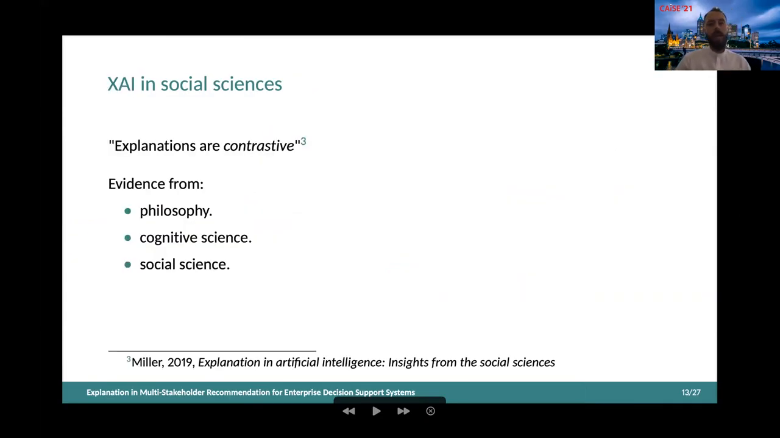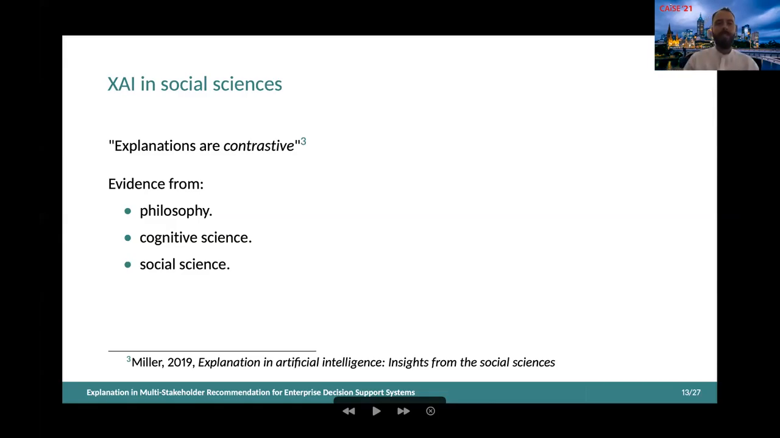In his work, Explanation in Artificial Intelligence: Insights from the Social Sciences, Miller argues that explanations are contrasted, and this evidence comes from a review of relevant articles on the philosophy, cognitive science, and social science regarding explanation. During the last century, some authors like Lewis, Malle, and Halpern and Pearl have debated a lot on the question of what an explanation is and which kind of outcome matches the user's cognitive approach.